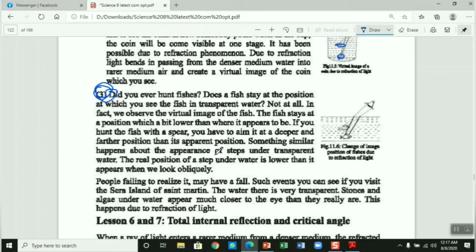It happens when, suppose you go to the village home, you go to a pond. That time also you will see, in the case of the stairs of the pond which are underwater, if you step up, you are thinking that the step is where you are observing it, but the step is actually more deeper, and that's why in most cases we fall down. This happens also in the case of fishing. I hope you did understand properly.